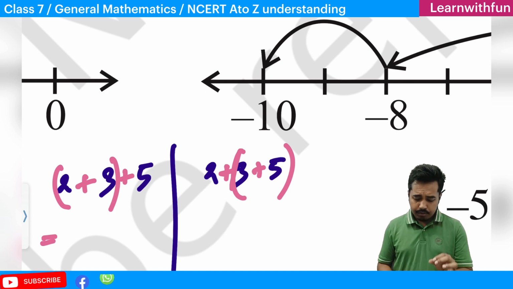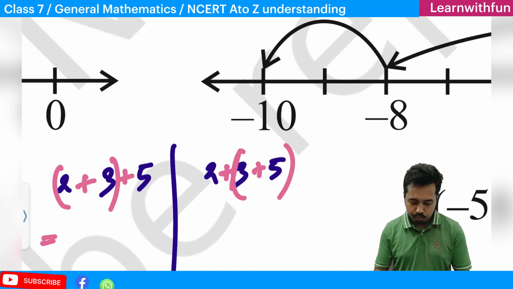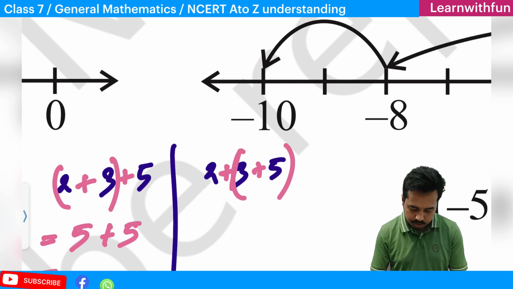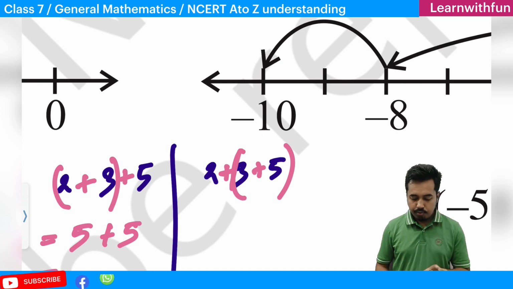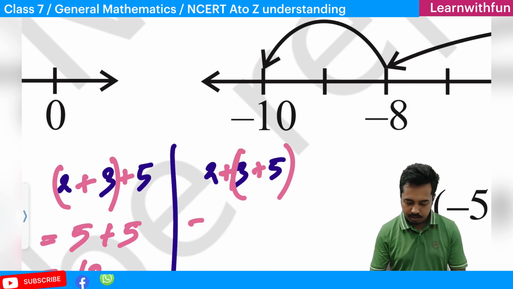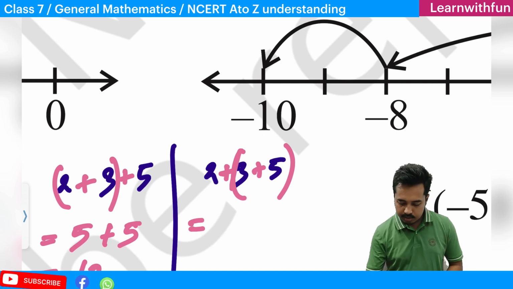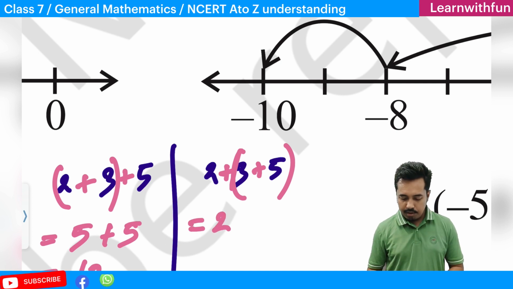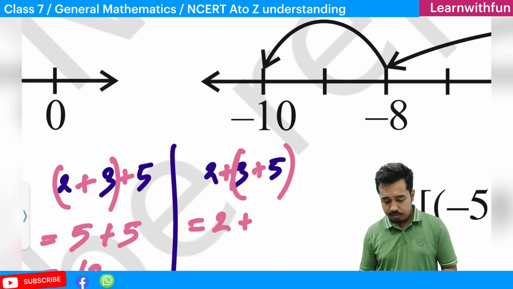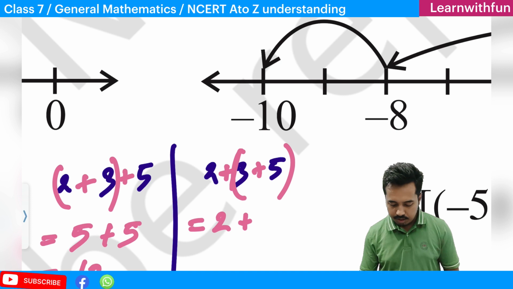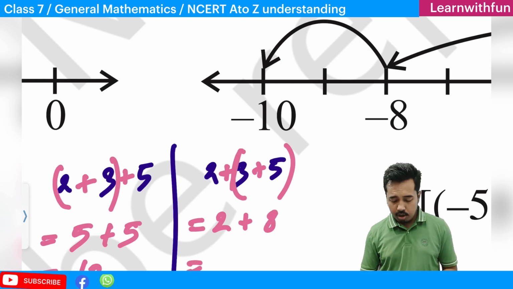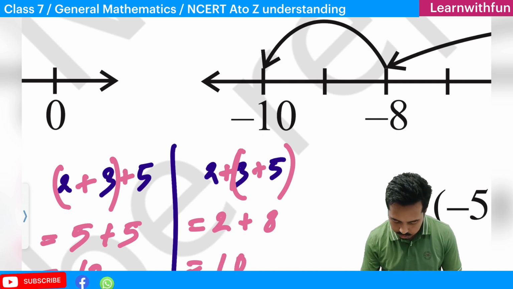Then after we get the sum of 2 and 3, which is 5, we'll have to add it with the next 5. So 5 and 5 combine to form 10. Now in the second case, you'll have to take the 2 as it is, and after that you'll have to add 5 and 3, then you get 8. 2 and 8, both of these add to give 10.